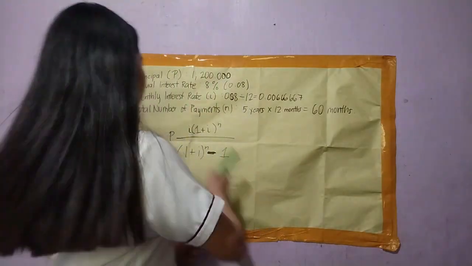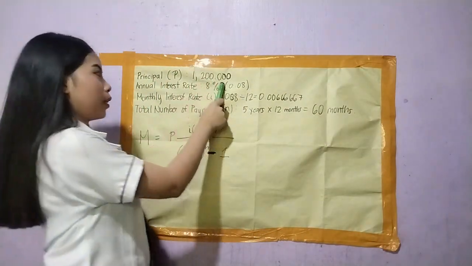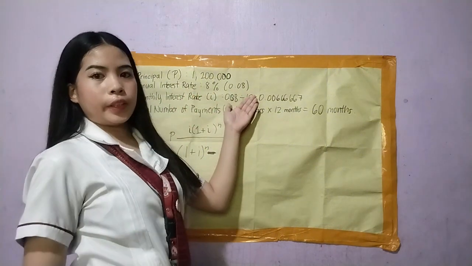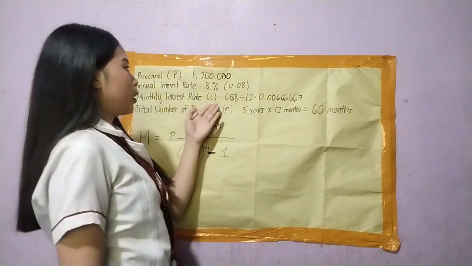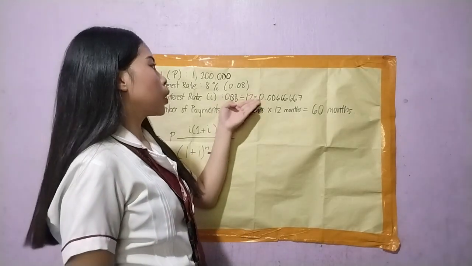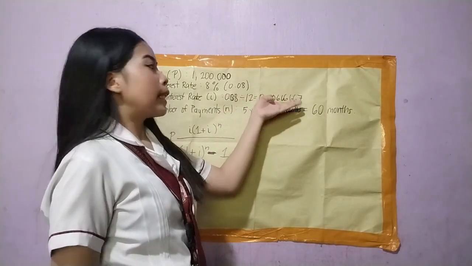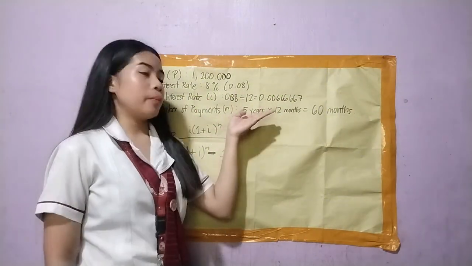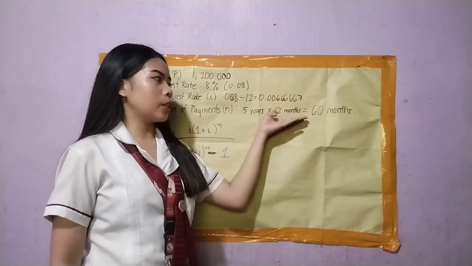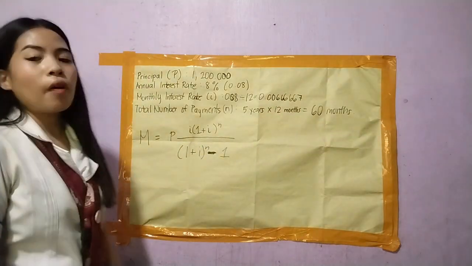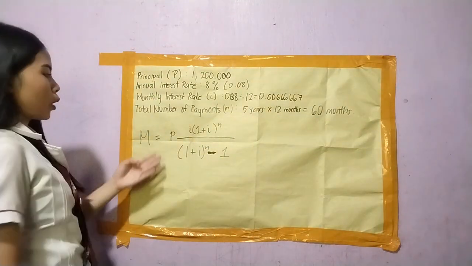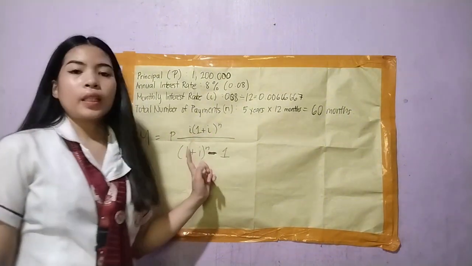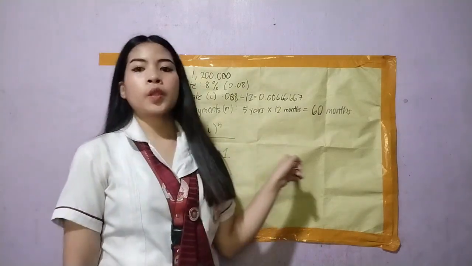So, our principal is 1,200,000 pesos. Our annual interest rate is 8% or 0.08. Our monthly interest rate is 0.08 divided by 12, which becomes 0.006666667. The total number of payments is 5 years multiplied by 12 months, so that becomes 60 months. For our formula, M is equal to P times i times (1 plus i) to the N, divided by (1 plus i) to the N minus 1.